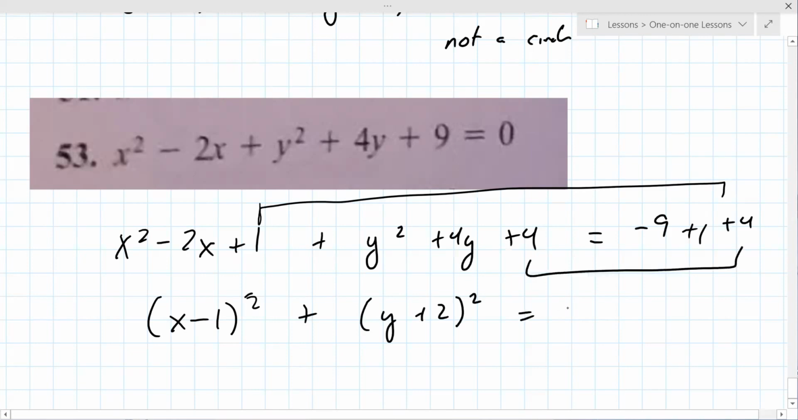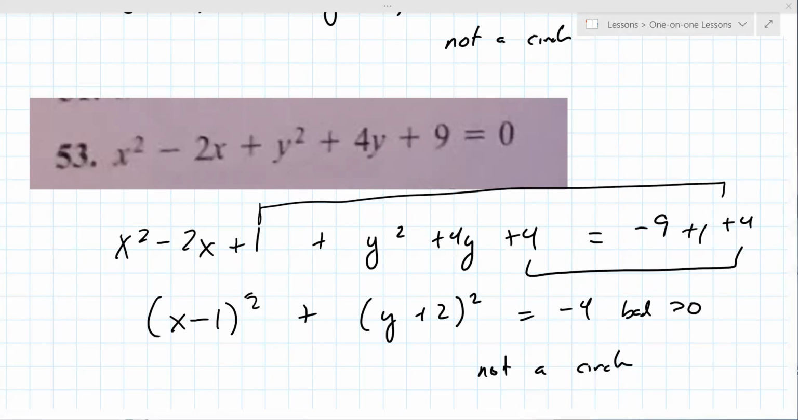And you'll see that again, we have an issue. It's -4. This is bad. This number needs to be greater than 0. This is not a circle. So another thing that's not a circle.